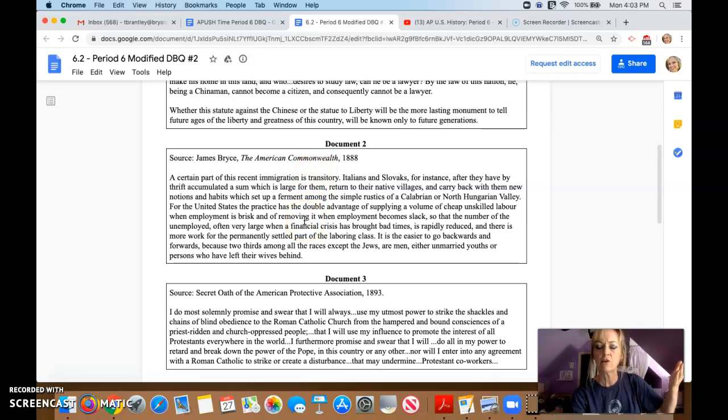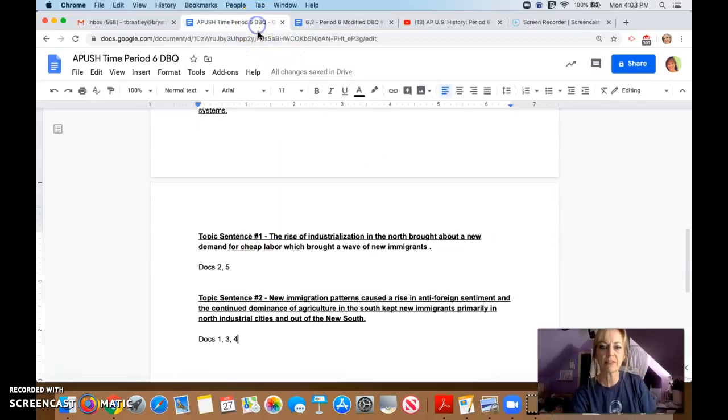Those factory owners need cheap labor, and they're going to come and be that cheap labor, establish some money in their pocket, and then go back home. And that's kind of what this document is talking about. So that supports what we said over here.